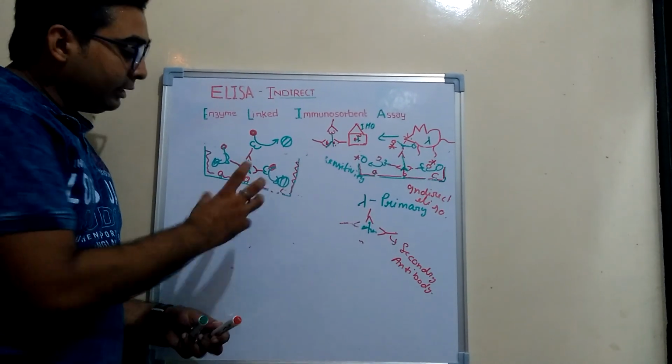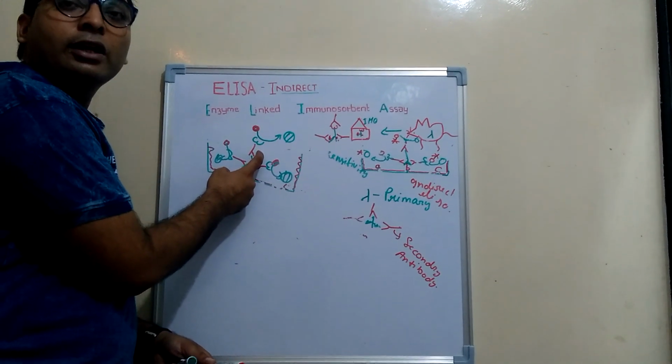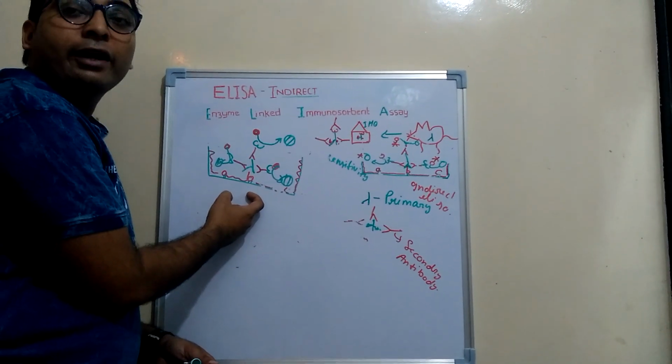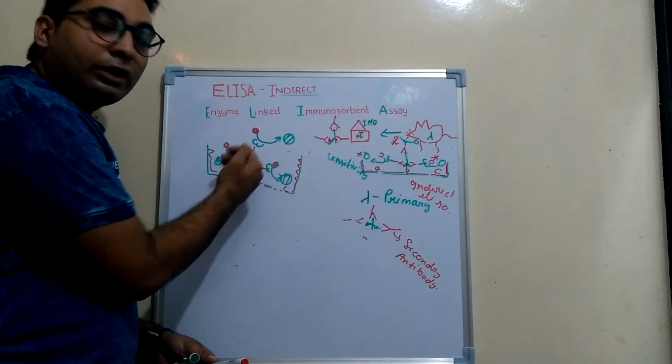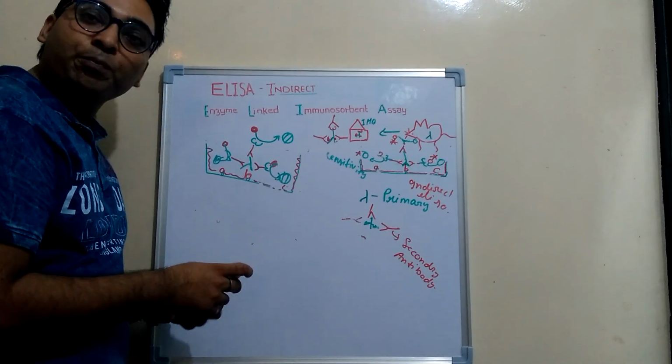indirect ELISA. This is called indirect because here the enzyme linked antibody does not bind directly with the antigen; it has bound indirectly on the antigen. That's why it is known as indirect ELISA.